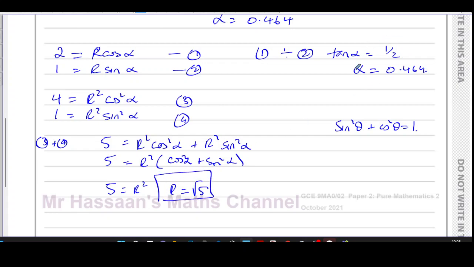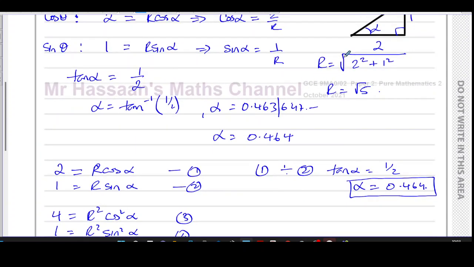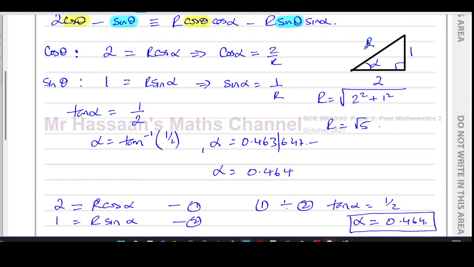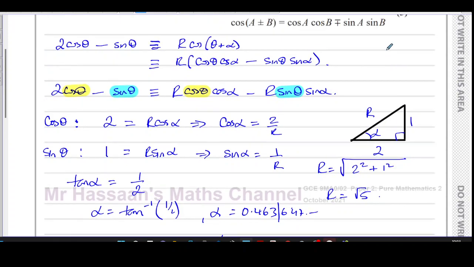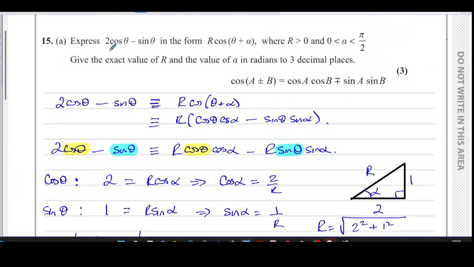So we find the answers in a slightly different way. Okay, but both of those ways are acceptable. I personally prefer this triangle method, but there's absolutely no problem whichever way you use. So now we can express this in that form.